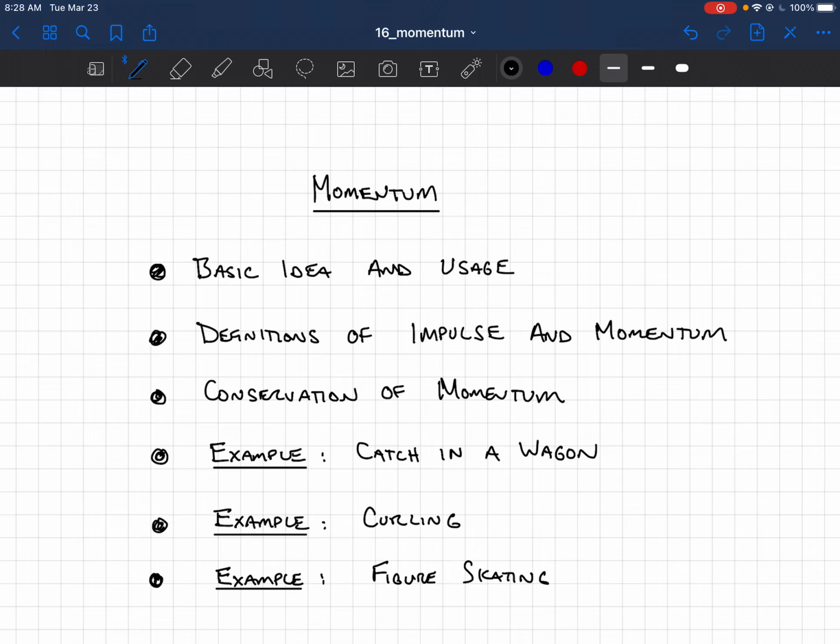So I'll talk a little bit about the basic idea and how we use momentum. I'll define it, and also something called impulse, which you might think about as sort of the way to transfer momentum, just like work was the way of transferring energy. And then we'll derive the principle of conservation of momentum. So this is the basic principle that we'll use for solving problems, and it's similar to the principle of conservation of energy. Although I should tell you up front that the main difference between conservation of momentum and conservation of energy is that momentum is a vector. So we'll have to go back to using vector equations. And then we'll do 3 examples.